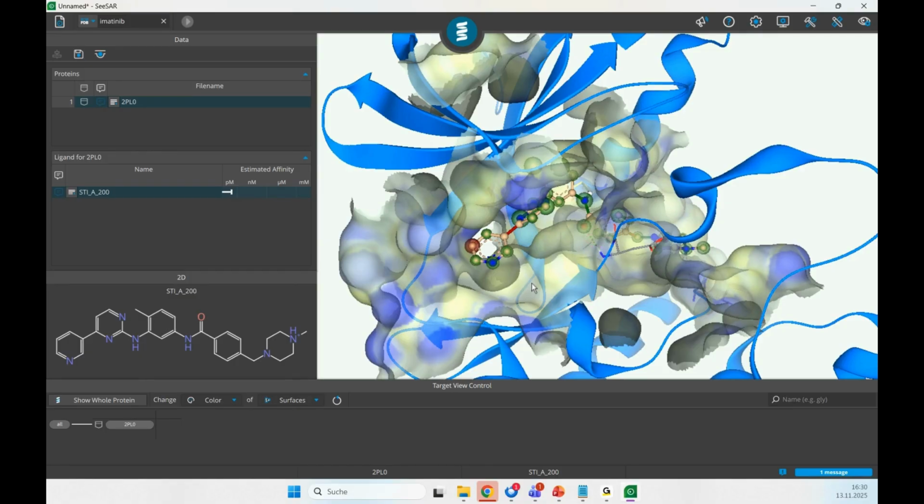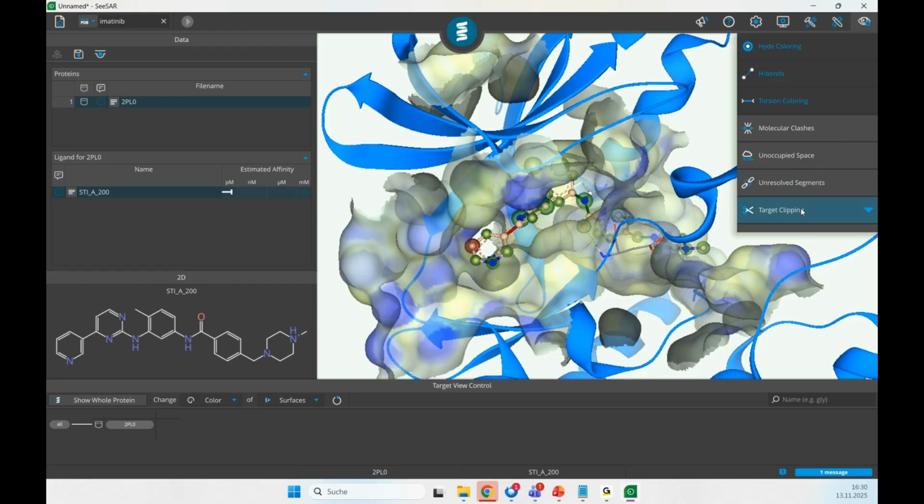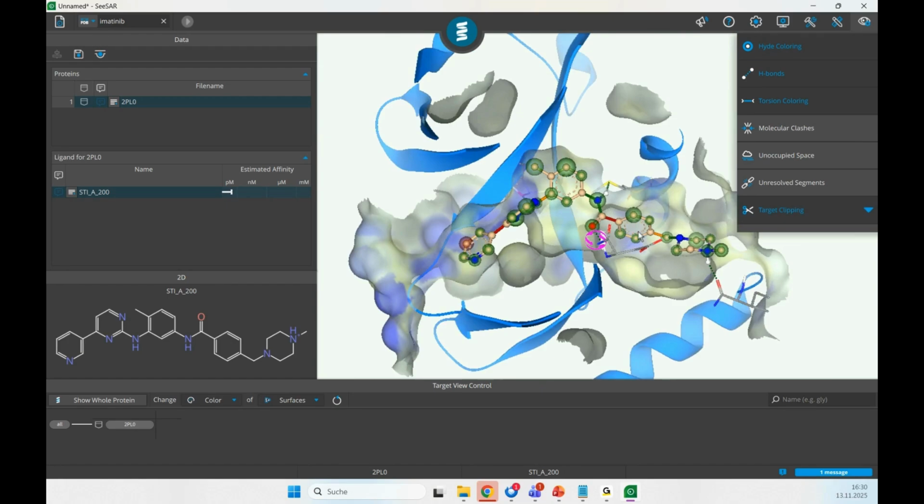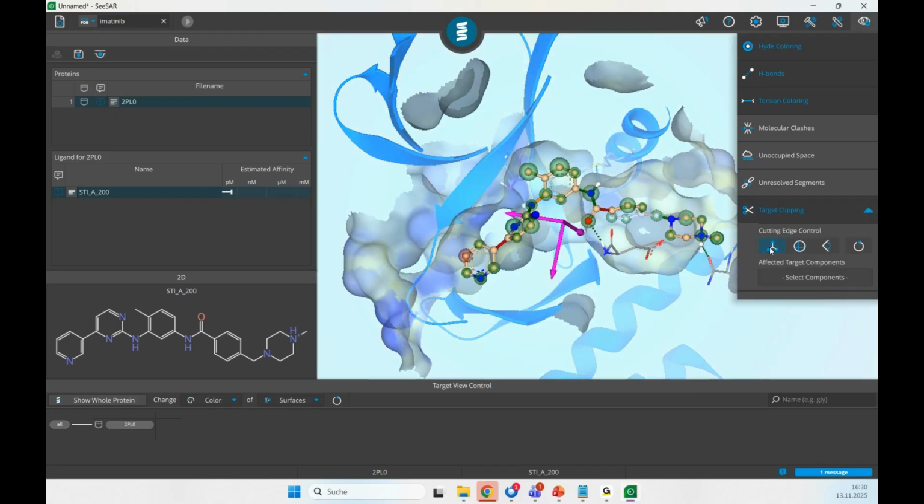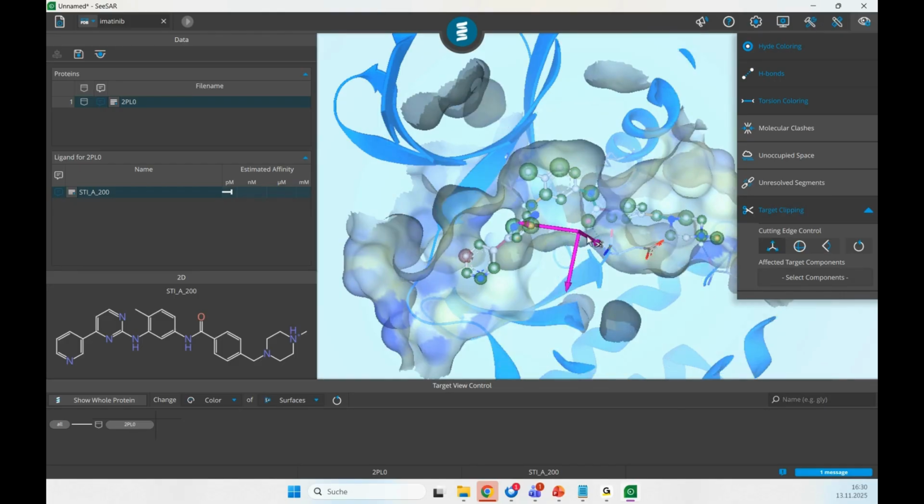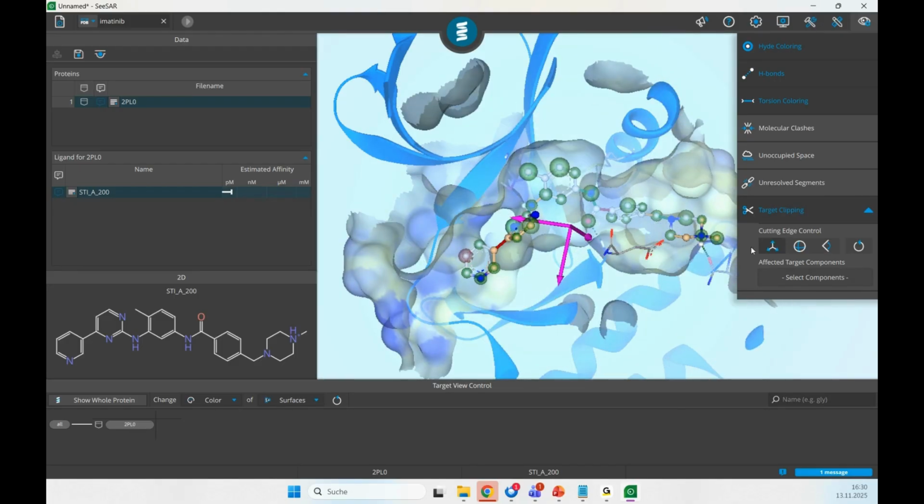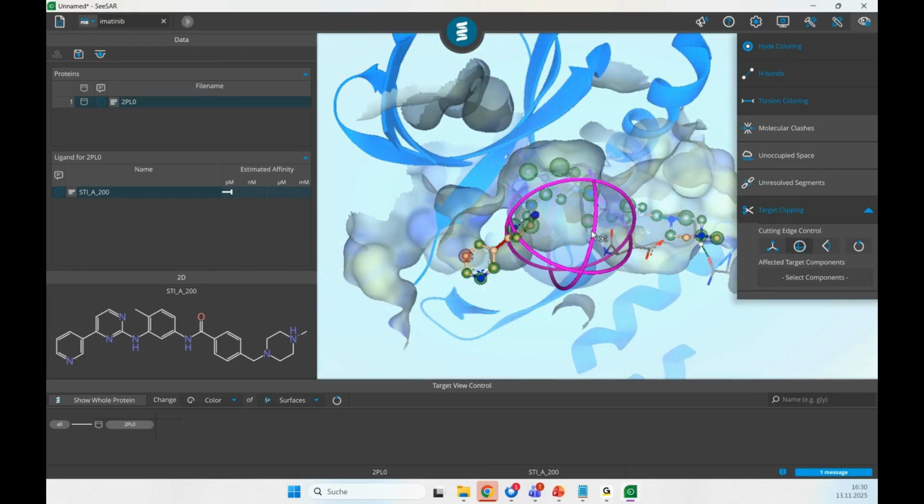Ultimately, you will notice that if you have a very cavity-rich binding site, it's also possible to focus a little bit better by using the target clipping functionality, which will then adjust the representation of the binding site a little bit more conveniently. What we can do here is also adjust the clipping plane, so adjust the depth of the binding site cut-off. We can also flip it to adjust it as much as we need it.